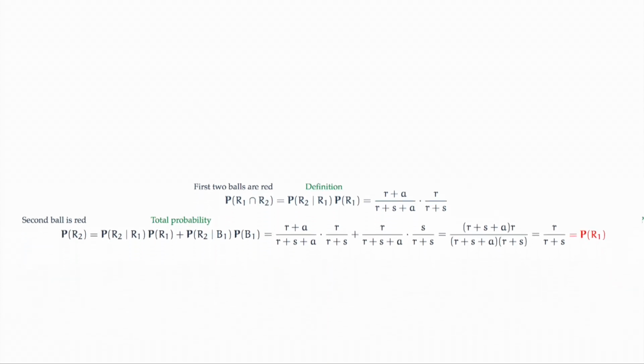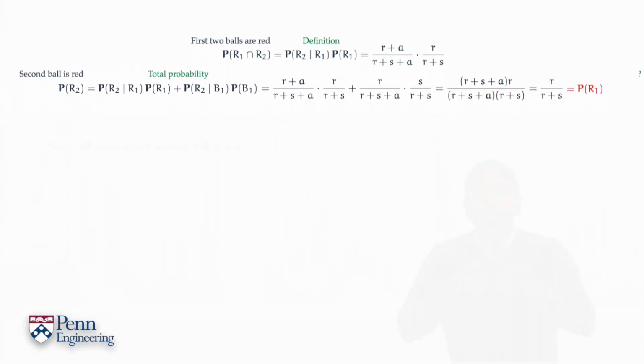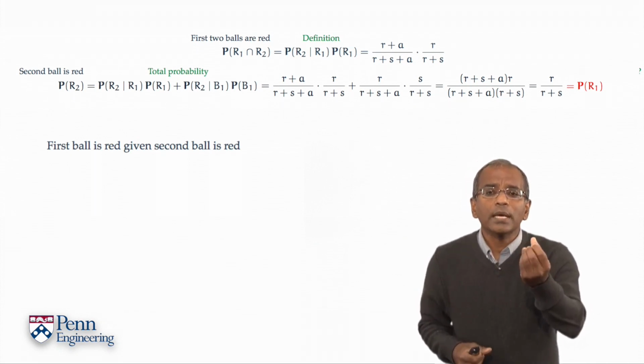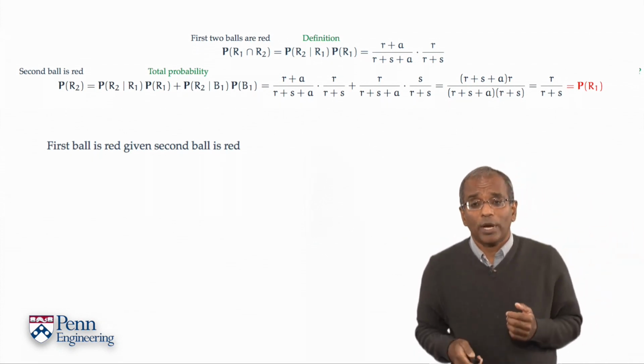All right, let's move on. The question at hand is a conditional probability. What is the chance the first ball drawn is red, given that the second ball drawn is red?